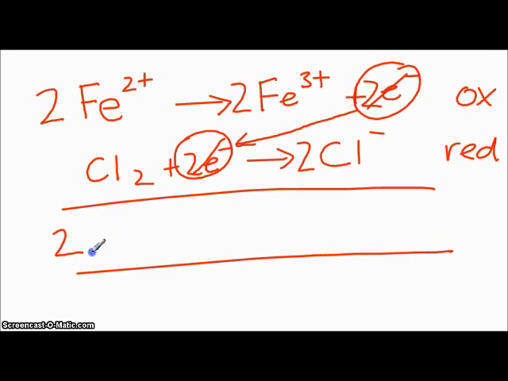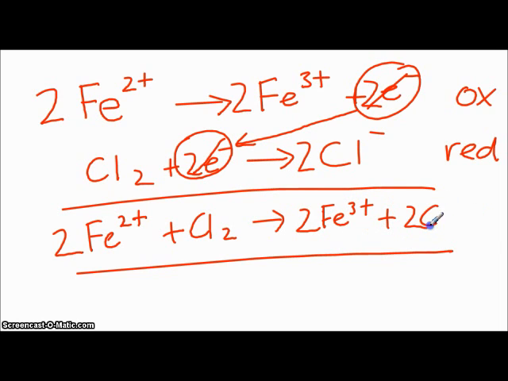Our overall equation then is 2 Fe2 plus plus Cl2 reacting to form 2 Fe3 plus plus 2 Cl minus. And that's now a full balanced reaction equation for that particular reaction.